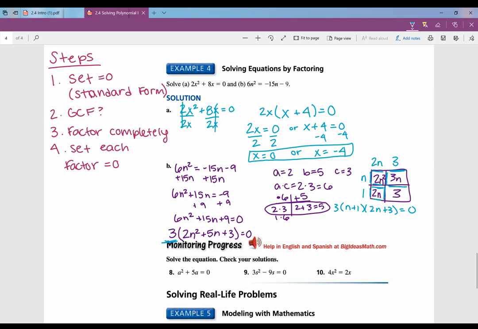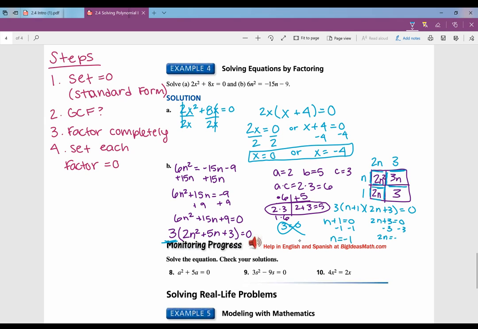So now we need to set each term equal to 0. So we have 3 equals 0, n plus 1 equals 0, and 2n plus 3 equals 0. Okay, will 3 ever equal 0? No. So we can just ignore that one. We have n plus 1 equals 0, so to get n by itself, we'll subtract 1. Then 2n plus 3, we're going to subtract 3.